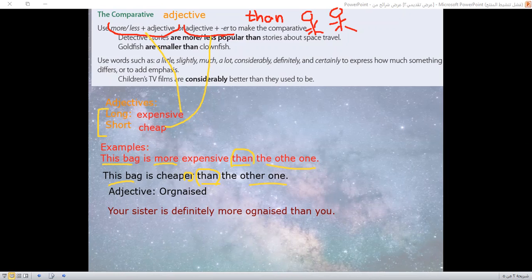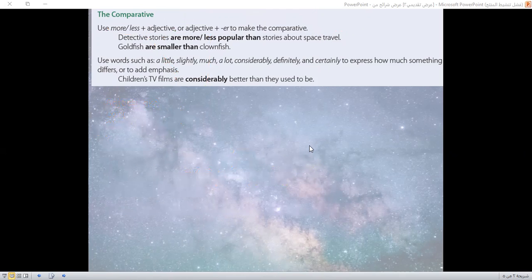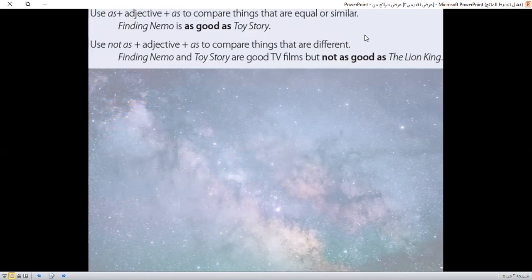Okay, are you done writing? If you're done writing, please tell me or take a screenshot. Okay, shall we move on now? I know you've taken this grammar before. Maybe the new thing for you is when you add words like a little, slightly, and definitely. Right. Now let's move on.